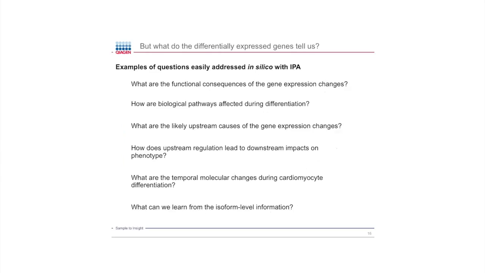Okay, so what can we do with this data? We can ask, what are the functional consequences of these changes? How are the biological pathways affected? What upstream is driving this? How does upstream lead to downstream? What happens over time? And importantly, what can we learn about what's going on at the isoform level? There's something interesting there, because that's one of the benefits of RNA-Seq data: you get that level of detail.